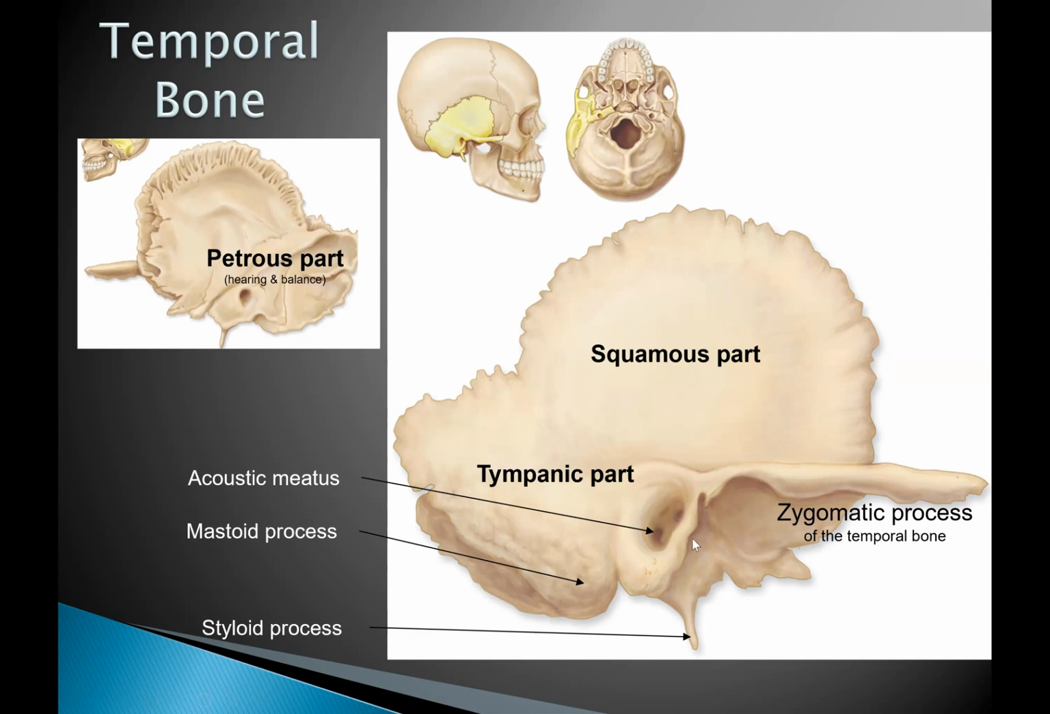all right? So temporal bone has a squamous part, a tympanic part, a petrous part, acoustic meatus, mastoid process, styloid process, zygomatic process. Good.